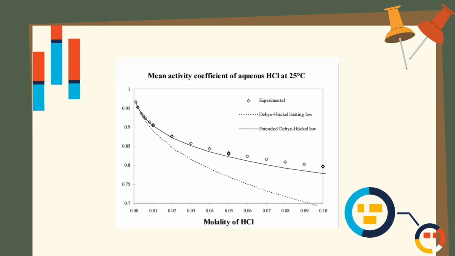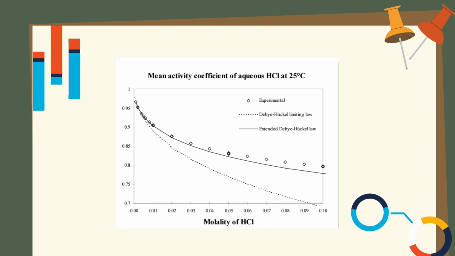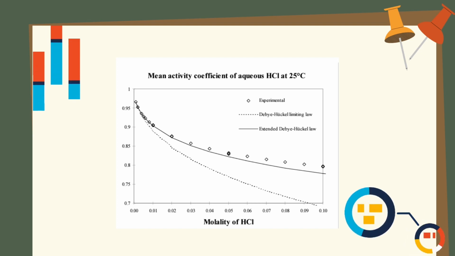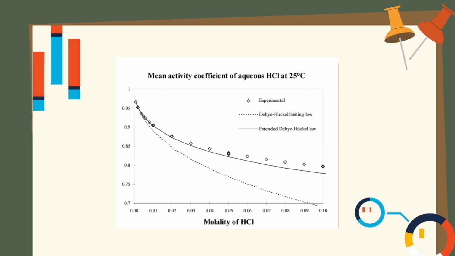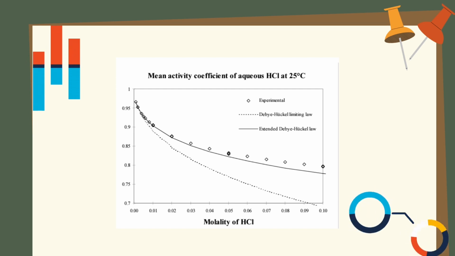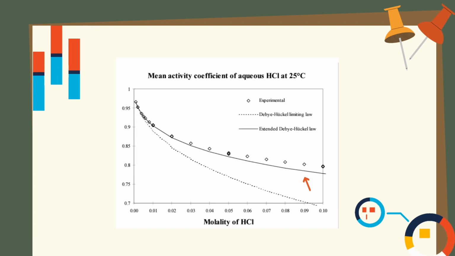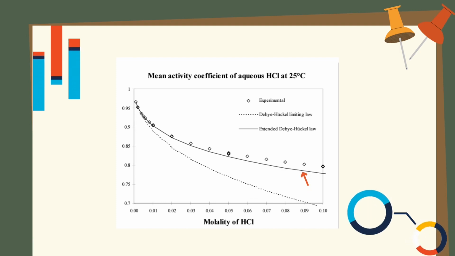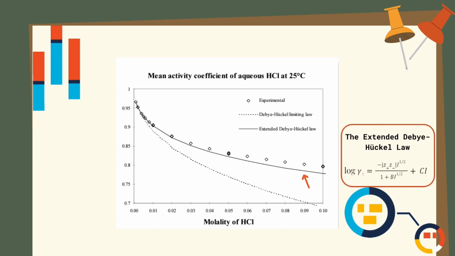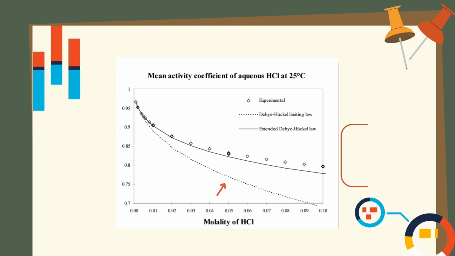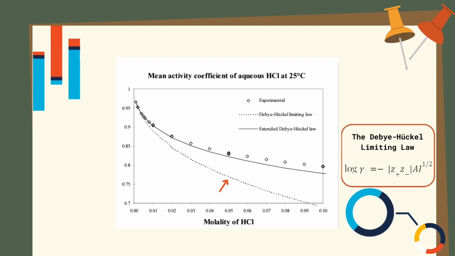Here is an example graph of the mean activity coefficient of aqueous hydrochloric acid against its molality. The calculated activity coefficients using the equations of the Debye-Hückel limiting and extended laws are plotted together with experimental values. The symbols represent the experimental data. The solid line represents the values estimated using the extended Debye-Hückel law, while the small dotted line is the values obtained using the Debye-Hückel limiting law equation.